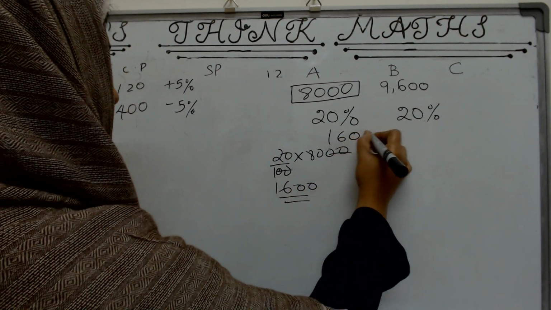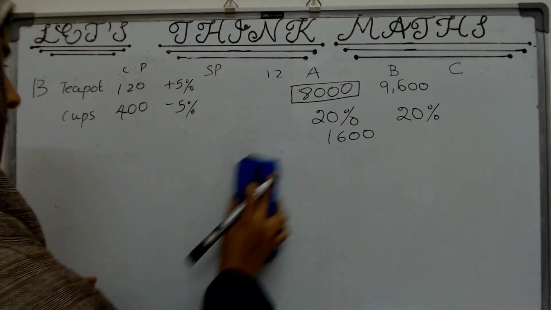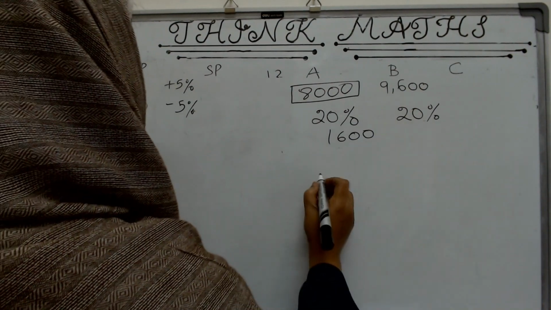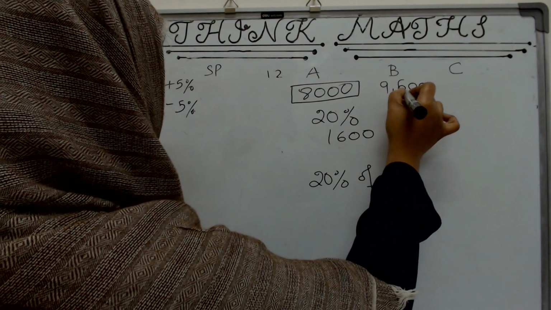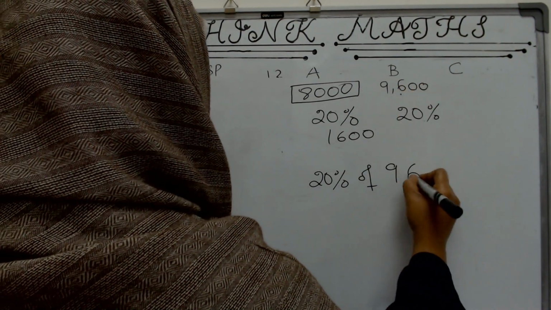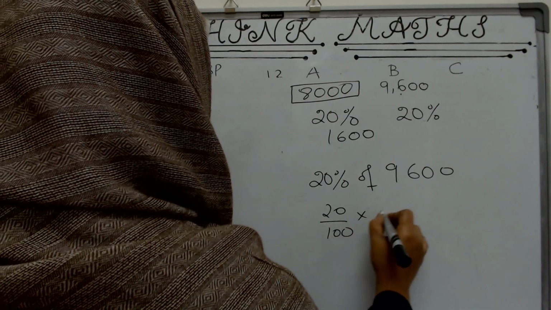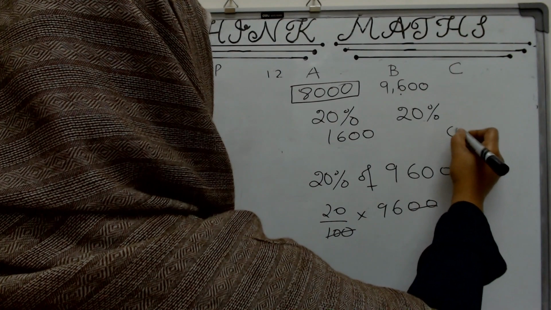So this is your profit. So this is how much profit that A made. Now he sold it to B. B also made 20%, but then B's 20% is of what? It is from this. It is just another way of saying divide this by 6. So there you go.